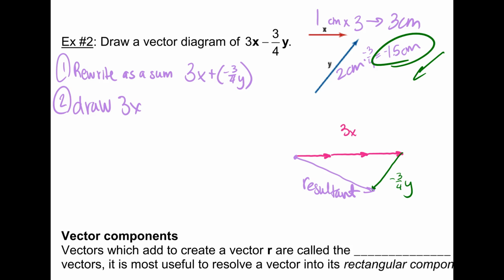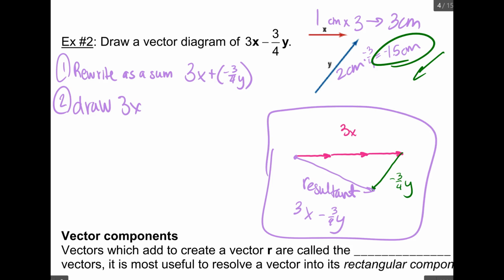Right, so class is over, but all we had to do is draw the vector diagram. So all we had to do is draw this 3x minus 3/4 y, and then this is it. This is all we had to do. But make sure you label. We'll finish this next time, and then we'll get going on 8.2. I'll give you your homework before you go.